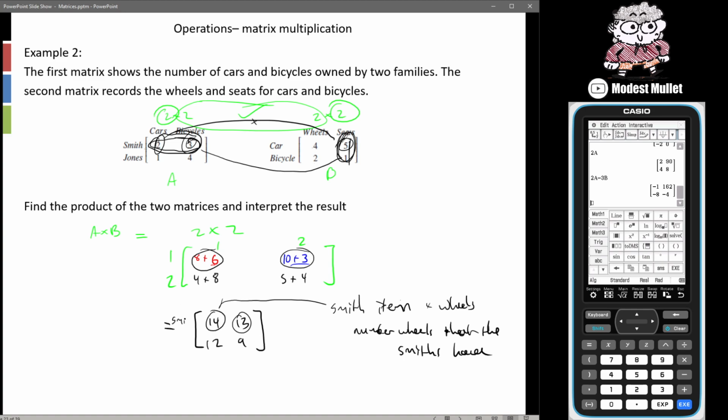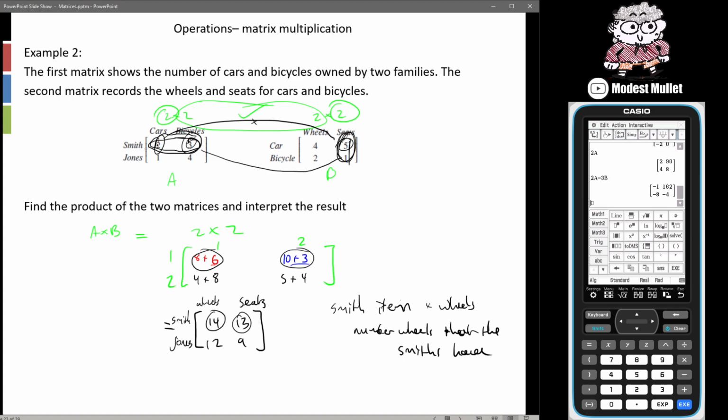So we could say that this is Smith, and this is wheels, and this is seats. And if we apply that process over, you'll realize that this is Jones. So we can see how many wheels the Smith family have, how many seats they have, how many wheels the Jones family have, and how many seats they have. That's really handy. We've taken 2 individual sets of data and multiplied them together and gave us another new set of data, some new information about what's going on in this scenario.